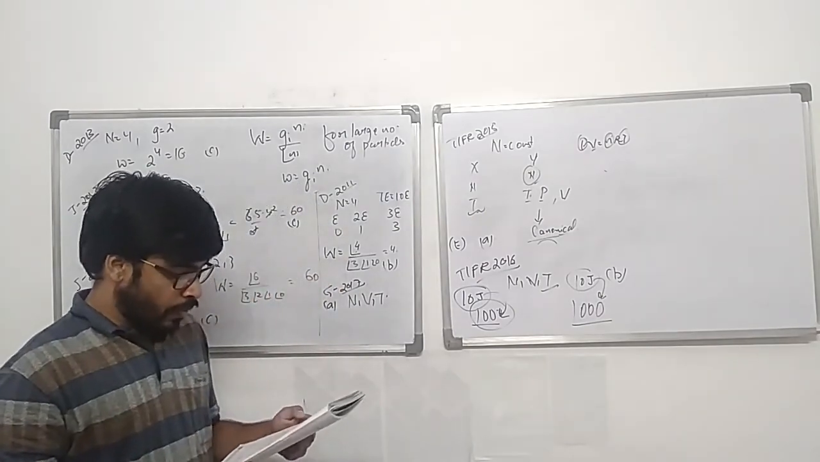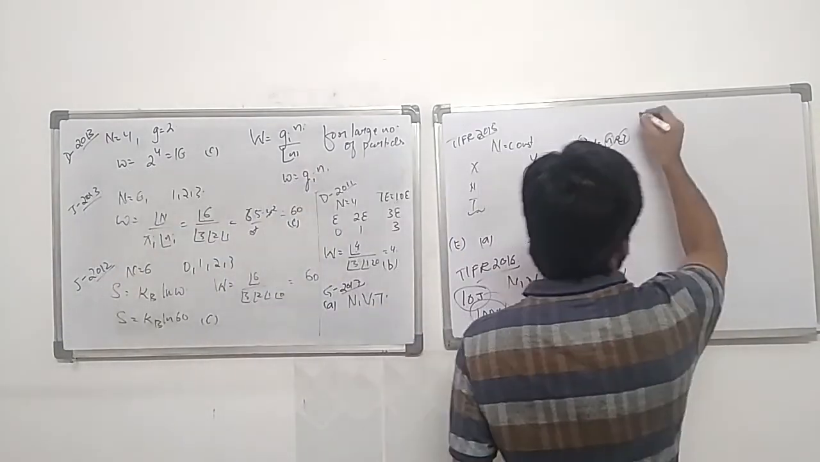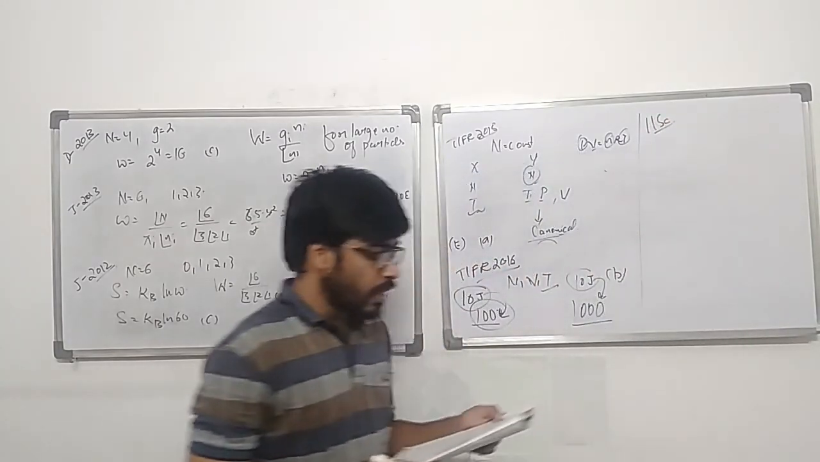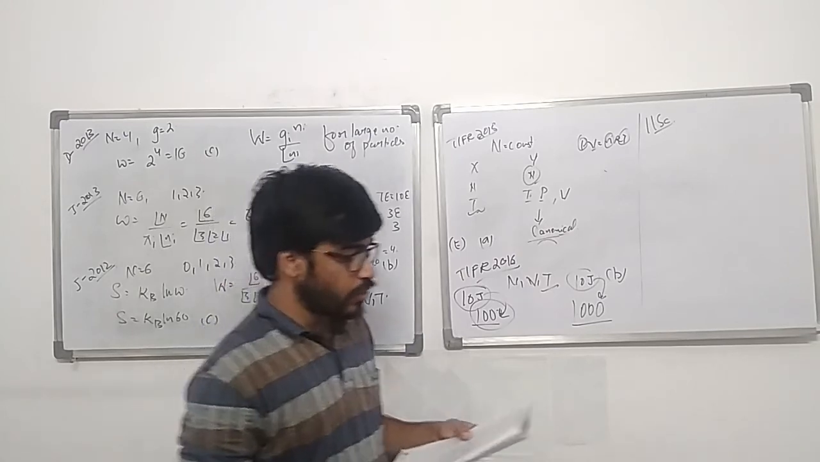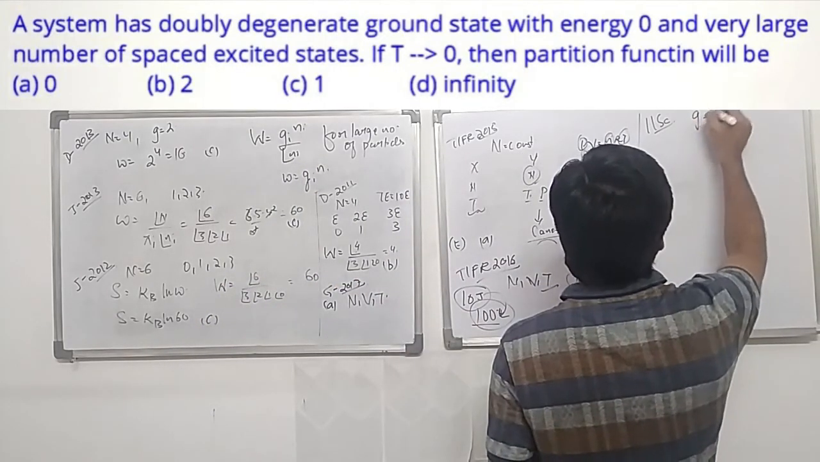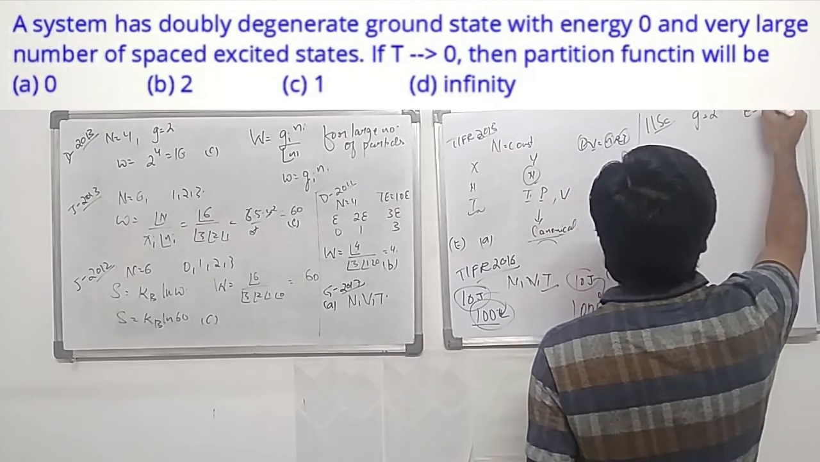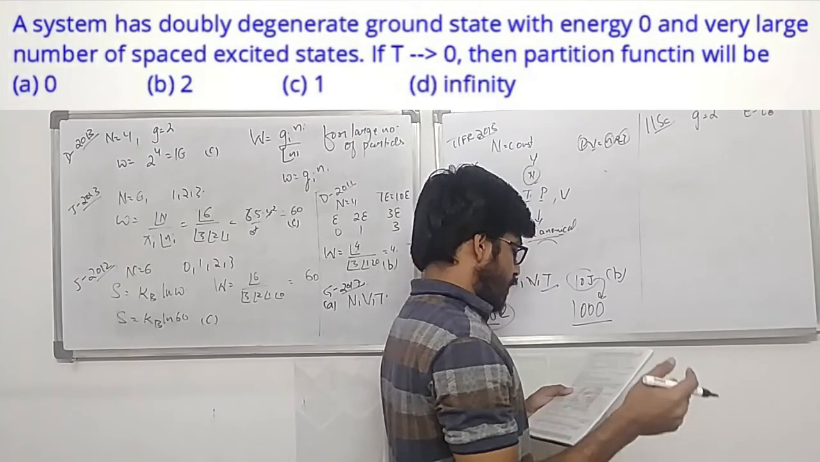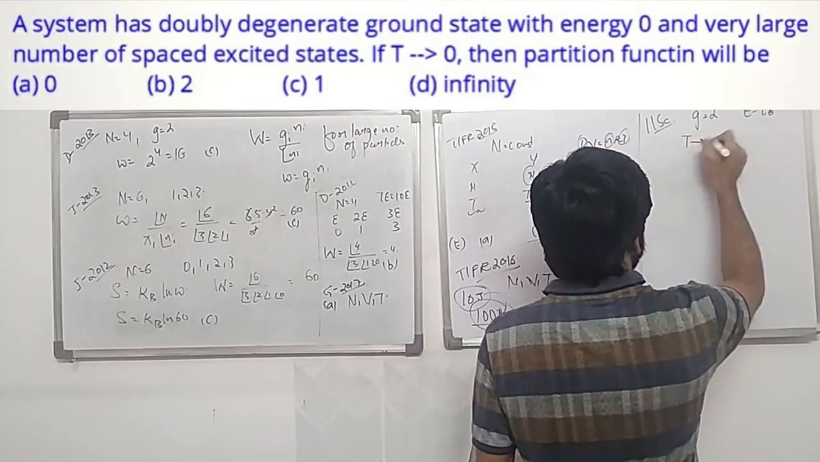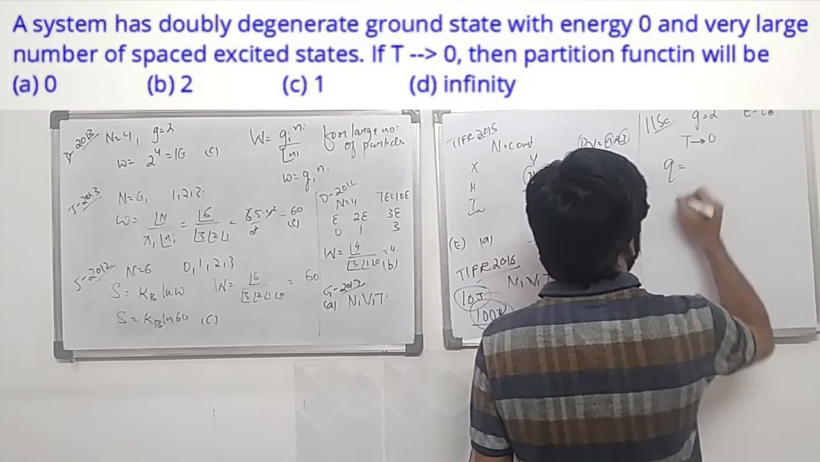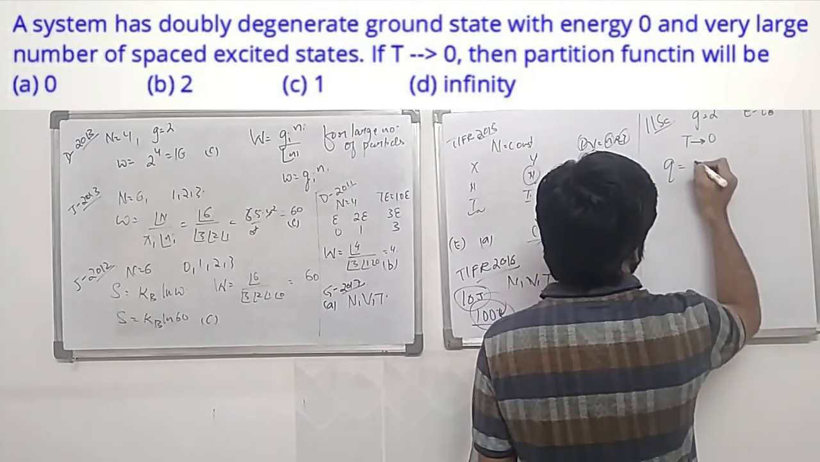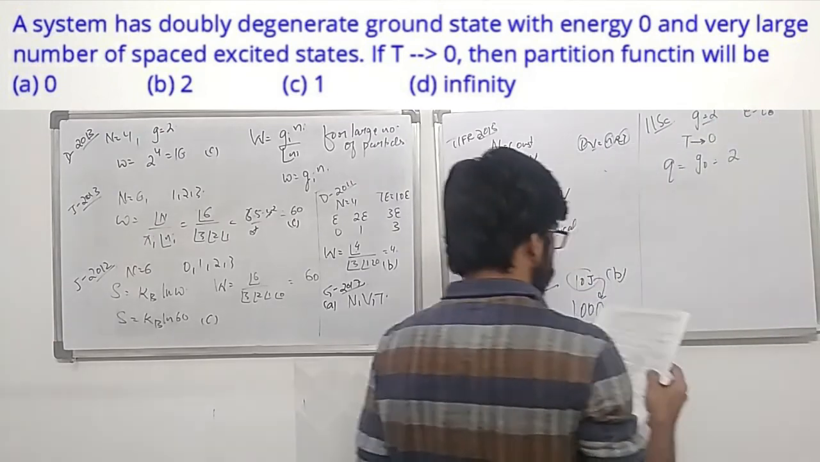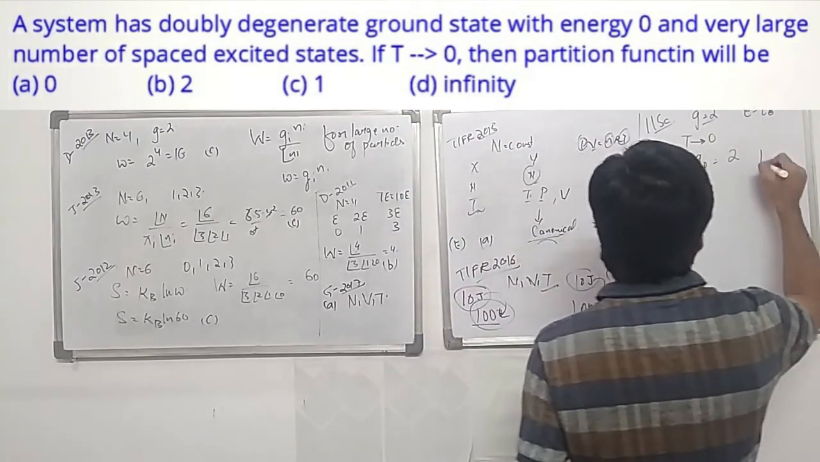There is another question from IISc PhD entrance exam, which says a system has doubly degenerate state with energy E0. So g is 2, energy is E0, and a very large number of excited states. When temperature tends to 0, partition function will be what? Partition function at temperature T tends to 0 becomes g0, which is the degeneracy of the ground state, which is 2. So the answer is option number B.